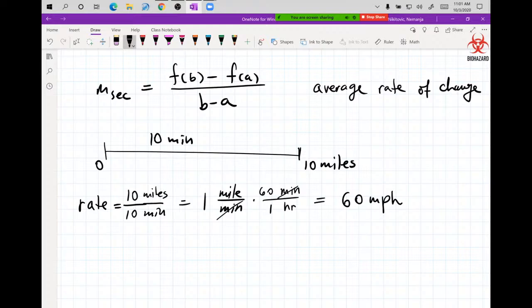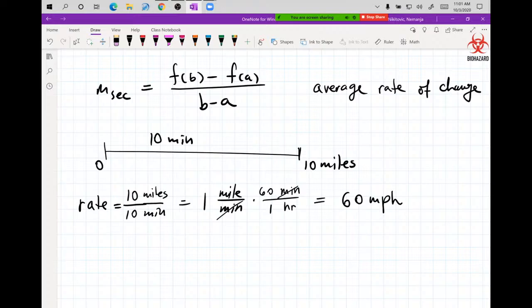Now, are you driving 60 miles per hour when you start? No, your car is parked. You have to get in, right? So this is not the actual, this is the average. You go above 60 miles, you go below 60 miles as you are driving. Maybe you have to stop at a stop sign, a red light, right? So all of those things are there.